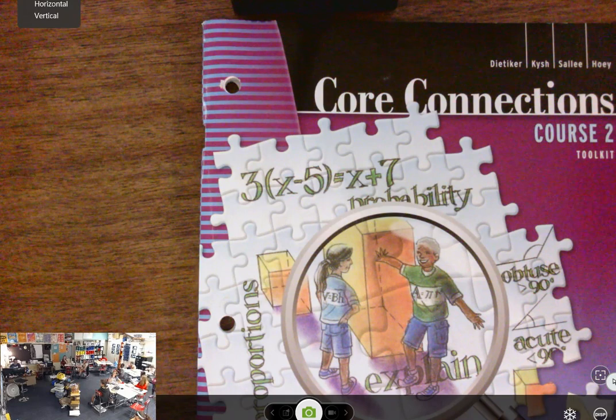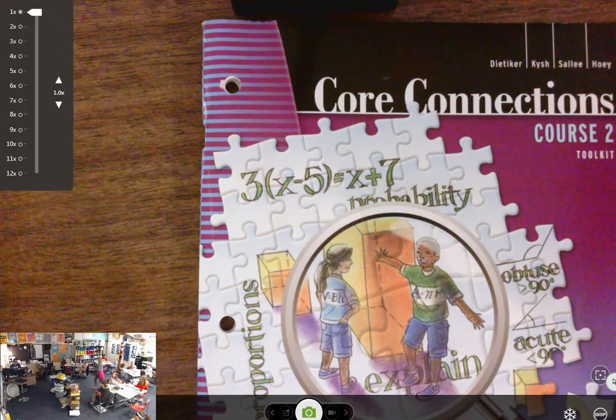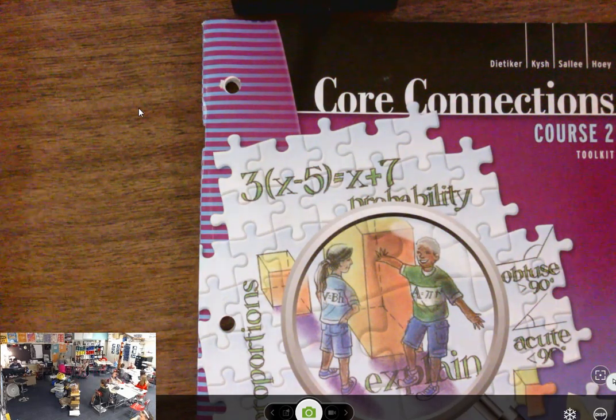I don't know where my zoom is. I think it's covered up. Nope, I am as zoomed out as I can.